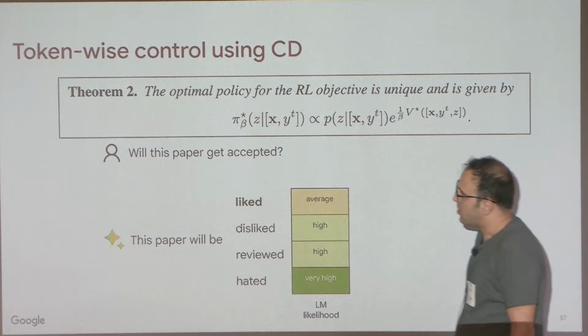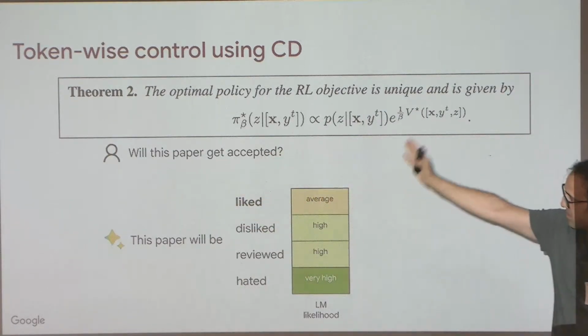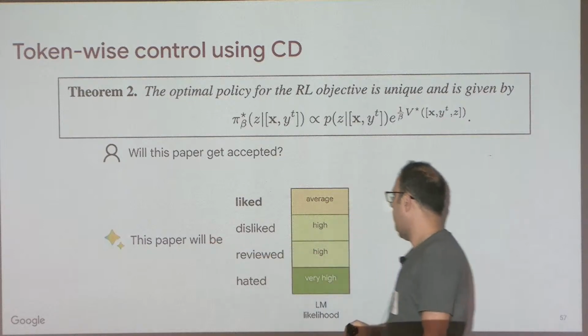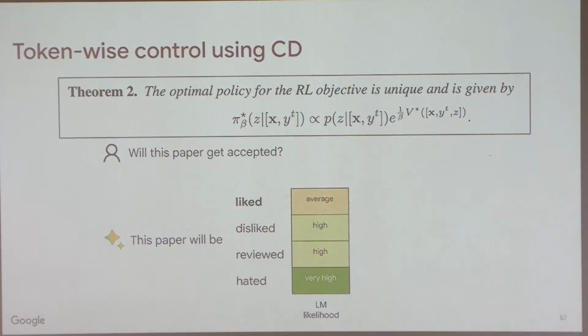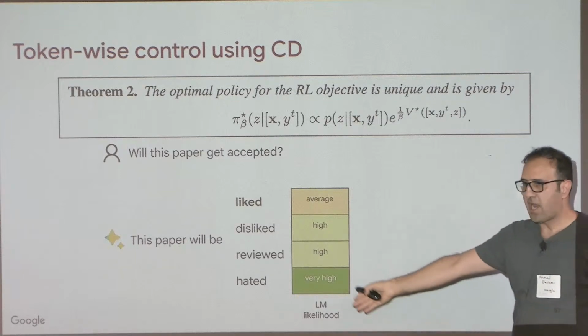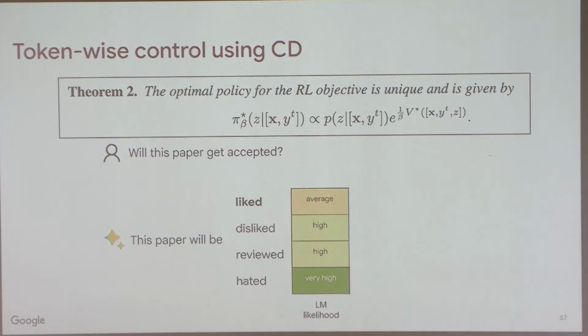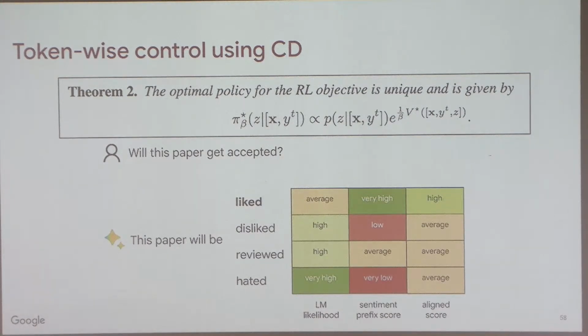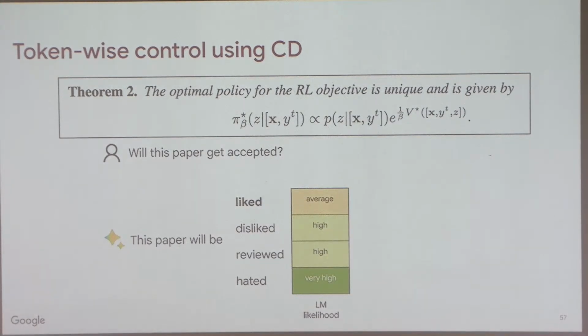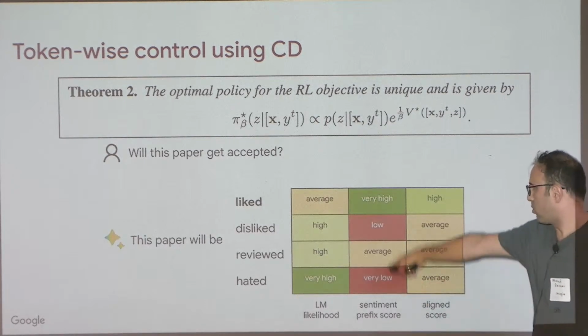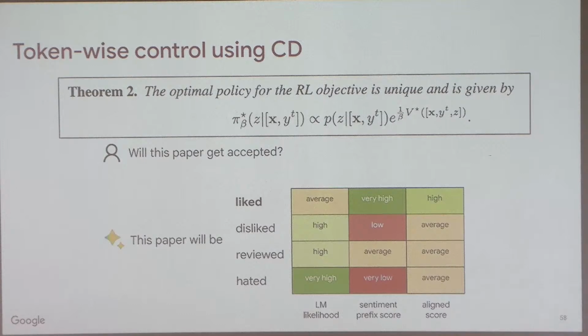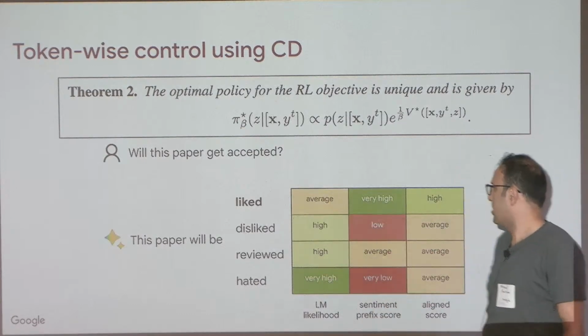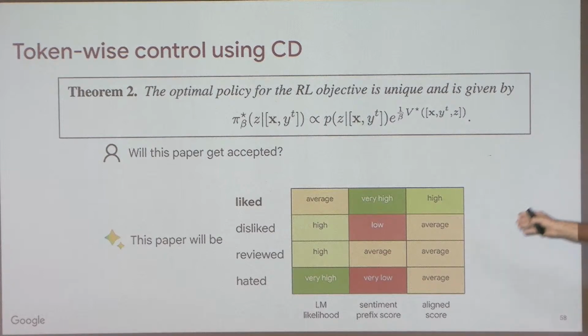Let's go through an example here. Will this paper get accepted? This paper will be... Let's say there are four next tokens that are possible, and the language model has some likelihood on these possible outcomes. Now let's say our goal, the value function here, is sentiment score. We want positive sentiment, so we also get a sentiment score for every one of these continuations. Then we mix them and get a new distribution and sample from it. That makes it more likely to pick "liked" versus the other ones that have neutral or negative sentiment.